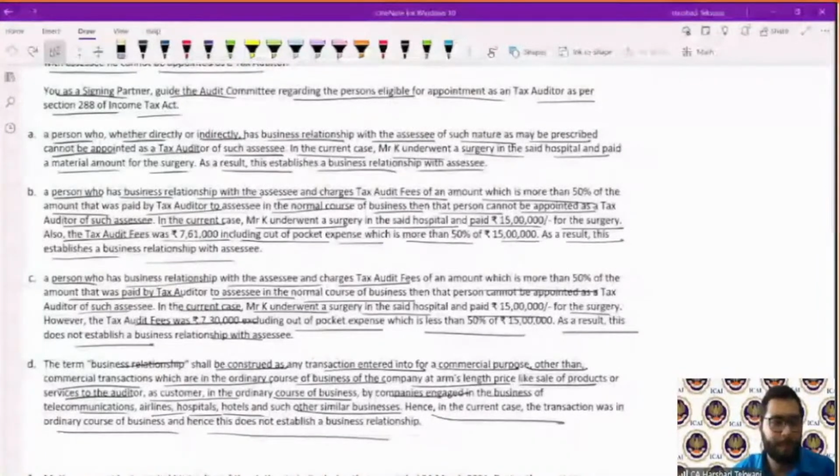Correct, Shiva? Absolutely correct. Come on, guys, I'm waiting for your answer. It's pretty easy. See, you need to apply the concept over here, the provision over here, and it's pretty simple.